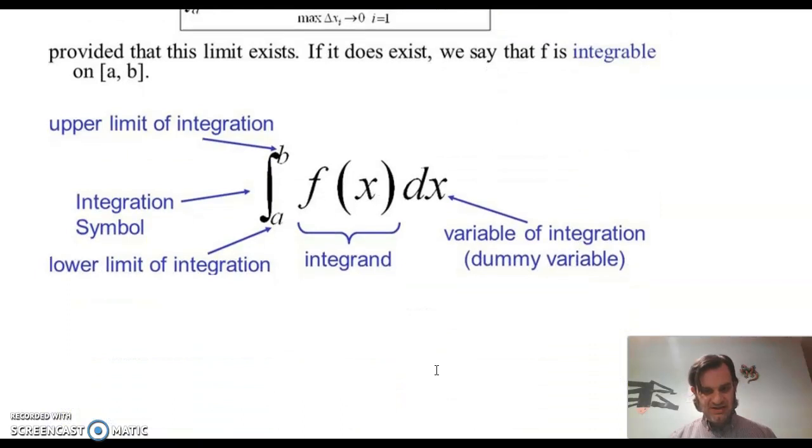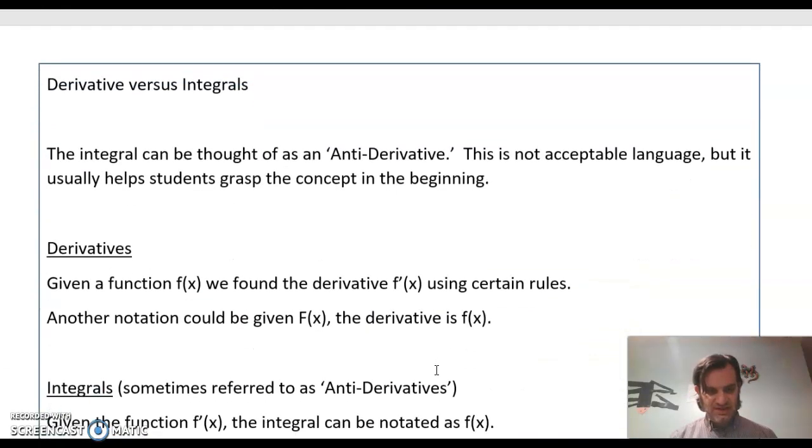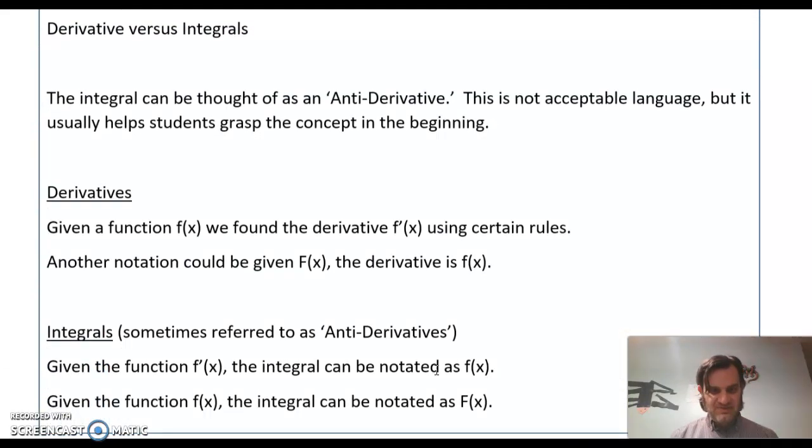So let's go down here and let's just talk about what this information means. So we're very used to derivatives, and now we just introduced this thing, the area under the curve symbol, and we're calling it integrals.